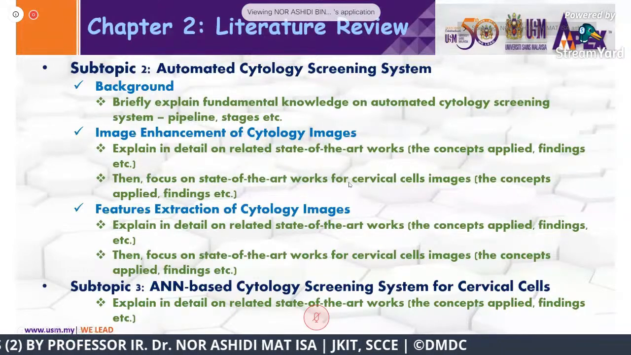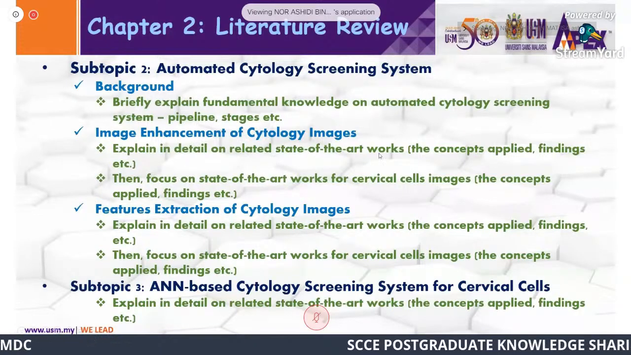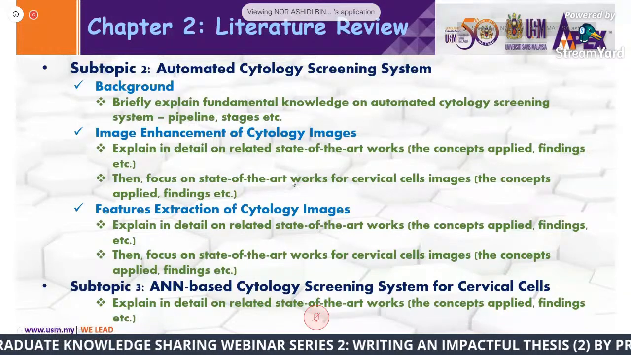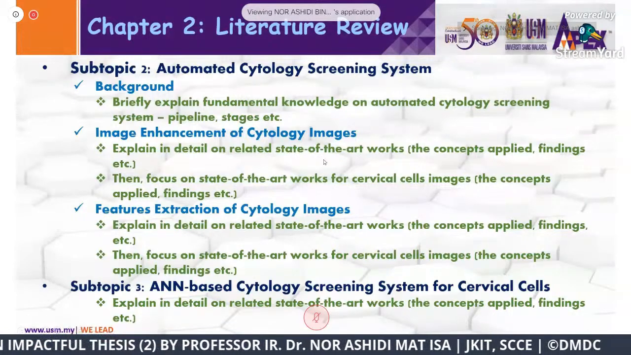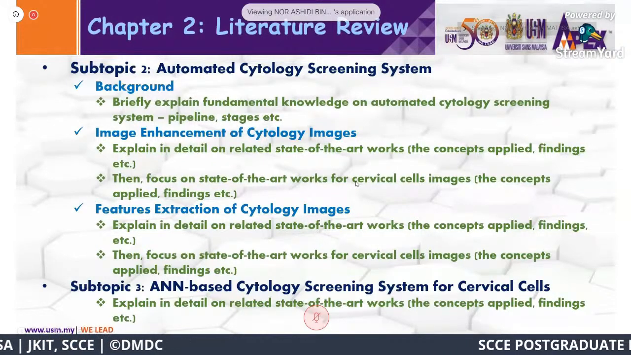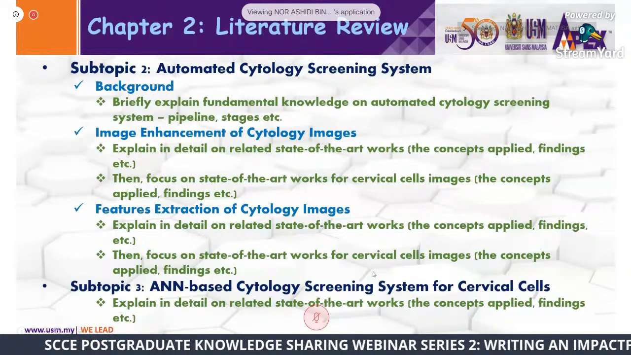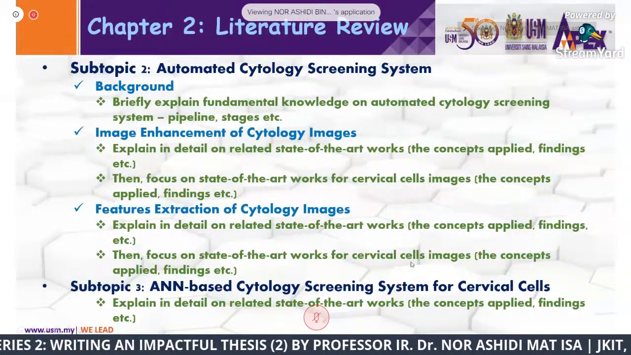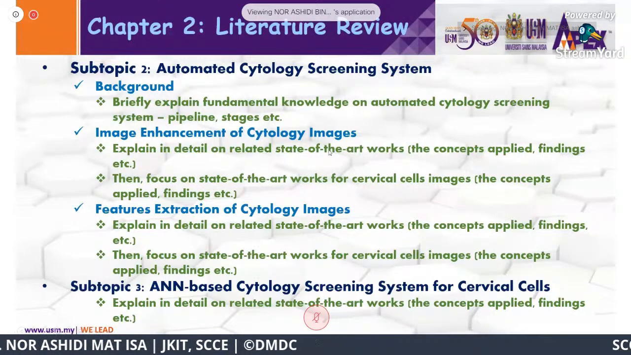So you must make sure that you do your report here. Explain in detail the related state-of-the-art works, the concept applied, the findings, and so on. Then focus on state-of-the-art works for cervical cell images. Maybe at the beginning you focus on any cytology images, but at the end you must focus on the cervical cell images. Similar to feature extraction, you can start with any images, but at the end you must focus on the cervical cell images, because at the end of the day, these are the techniques to be compared with your techniques, not those techniques, because they are used on different samples.